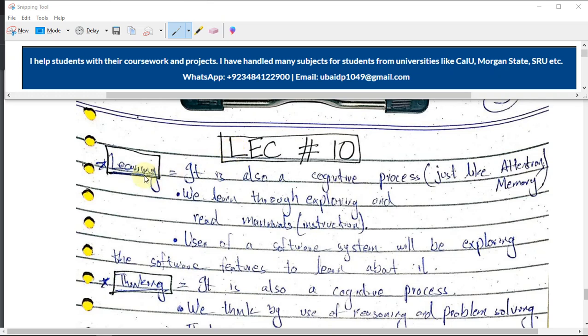We are talking about the cognitive processes, and this is the third process we are learning. It is also called the learning process, right? It is also a cognitive process, just like attention and memory, which we talked about in lecture 9. We learn through exploring. How we human beings learn is mainly the exploring part. There is another thing, reading manuals or instructions about something, but in 70 or 80% of cases, we learn through exploring.